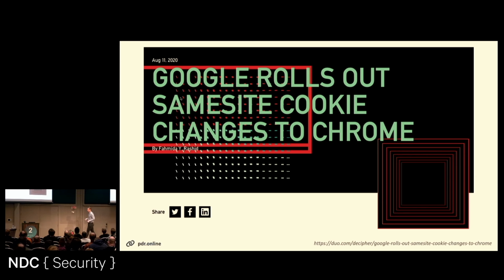So they postponed it 6 months. And in August 2020, they flipped the switch on this behavior, meaning that all cookies without the SameSite attribute would be considered SameSite.